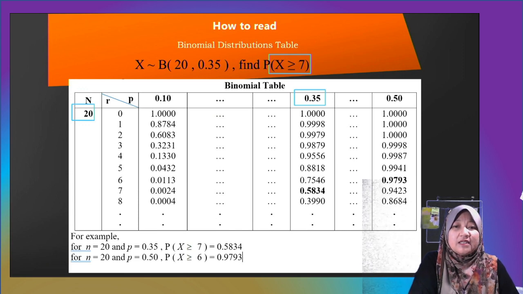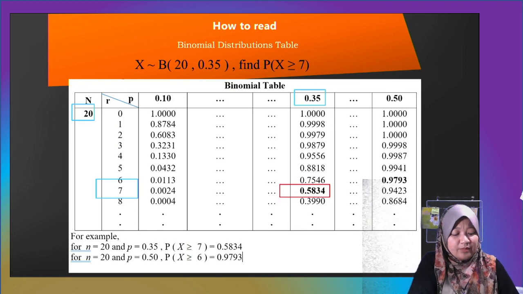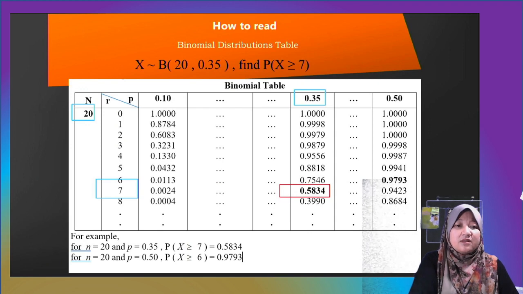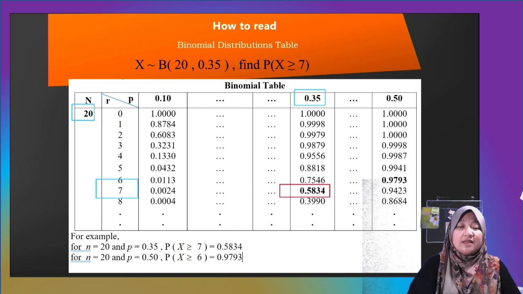So, 7 ni letak di mana? 7 ni berada pada kolom R. Okay, kita cari R7. So, kita boleh bacalah. Kita cari persilangan antara R dan juga P. Macam ni. So, jawapan dia adalah 0.5834. Ya, kita cari dulu probability dia dan juga N.